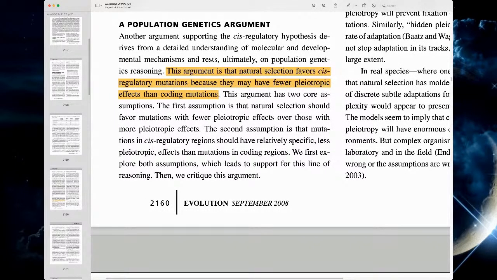All right. This argument has two core assumptions. The first assumption is that natural selection should favor mutations with fewer pleiotropic effects over those with more pleiotropic effects. The second assumption is that mutations in cis-regulatory regions should have relatively specific, less pleiotropic effects than mutations in coding regions. We first explore both assumptions, which leads to support for this line of reasoning. Then we critique this argument.